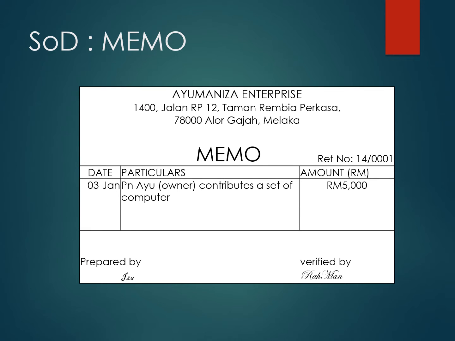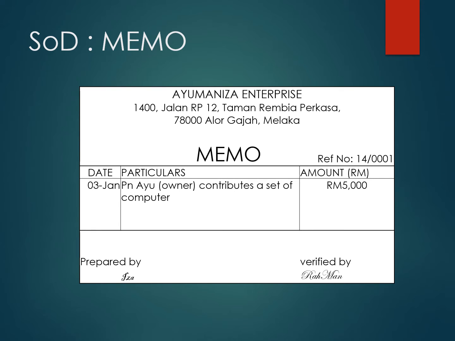Okay, look into the source of document, the memo. This is one type of source of documents, and a memo is an internal document, which will not be visible to outsiders. Okay, this is an example. The most important things in a memo are the date, the reference number, and also who prepared the memo. So these are the important details, and of course the particulars and the amount describing the transactions.